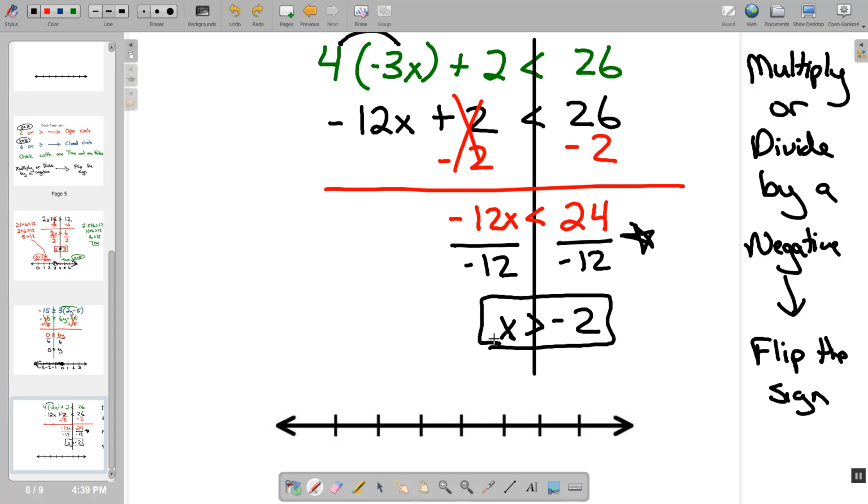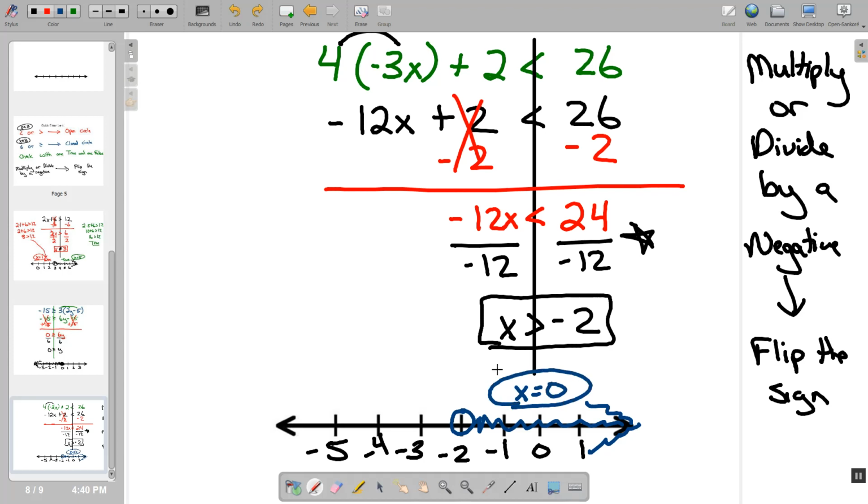From here, we're going to shade just like we've been doing. I have negative 2 in the middle. Now, in this case, x is going to be bigger than negative 2. It is an open circle, and we are going to shade to the right. For our check, I'm going to pick 1 in the true range, which I'm going to pick x equals 0. Love working with zeros. And in the false range, I'm going to take x is equal to negative 5.